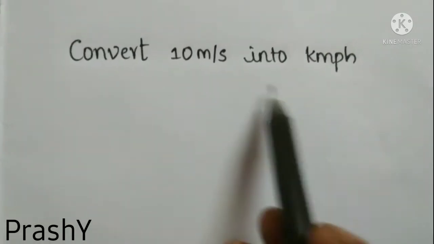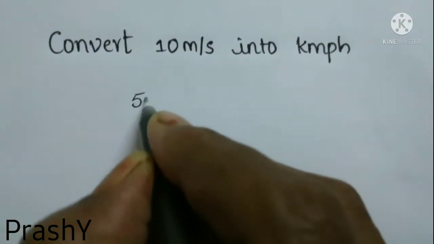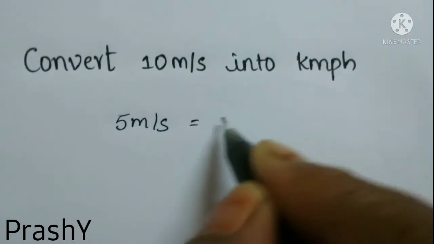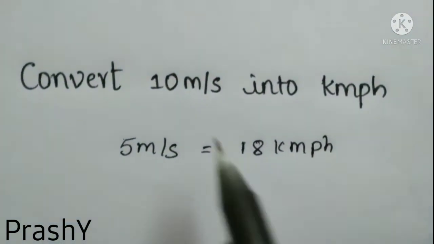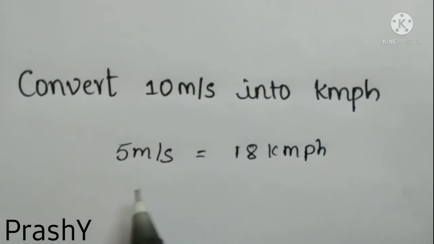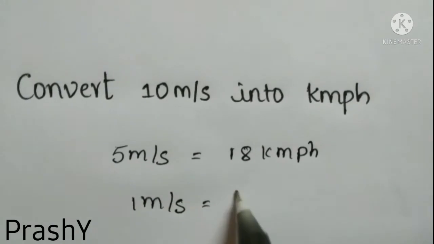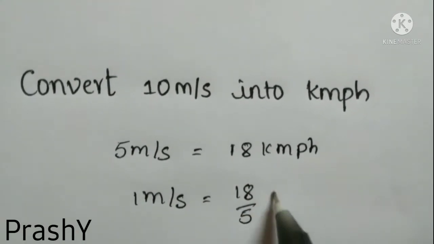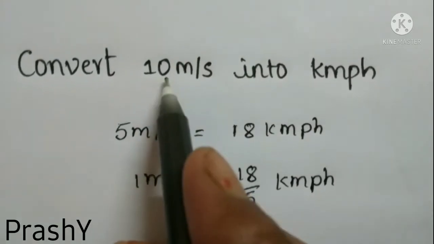Convert 10 meter per second into kilometer per hour. So what is the relation? 5 meter per second is equal to 18 kilometer per hour. So now we want 10 meter per second. First of all, we will convert: 1 meter per second is equal to 18 by 5 kmph, that means kilometer per hour. So we need it for 10 meter per second.